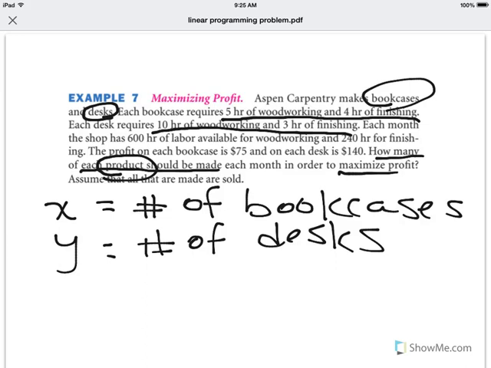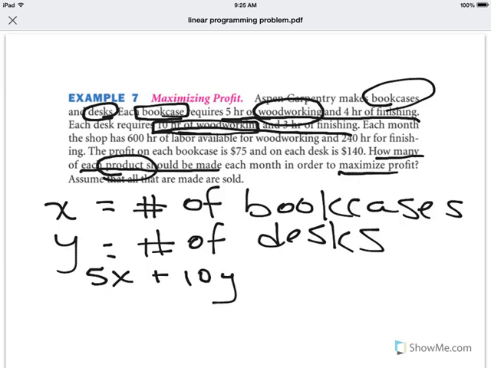Well, x represents bookcases, and if you say 5x, you're allowing the woodworking to represent the x variable. So we don't want to do that. We want to let the x represent the bookcases and the y represent the desks. So we do know that there are 5 hours of woodworking for bookcases, for the x value, and there are 10 hours of woodworking for the desk. So that's our common link right there, and that would be part of our equation. So we've got 5 hours of woodworking for bookcases and 10 hours of woodworking for desks.